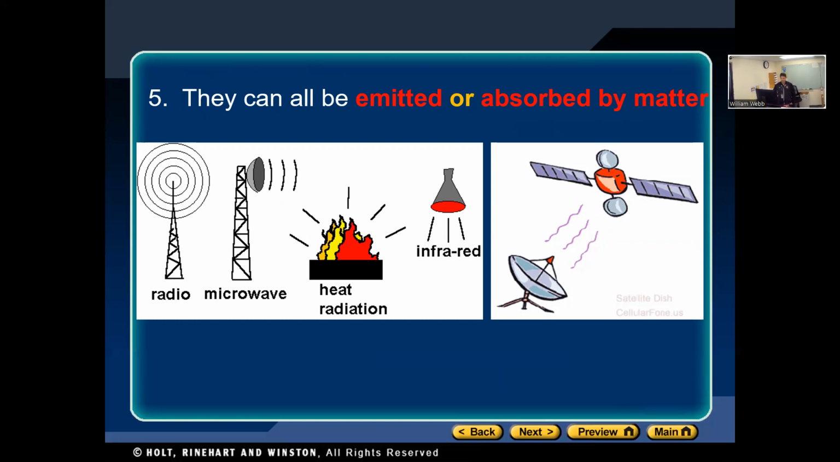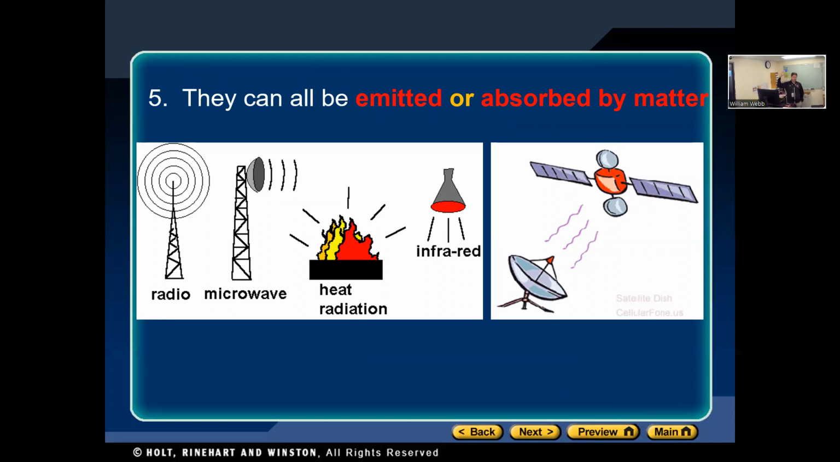So we see them emitted from a radio tower or a microwave for cell phone towers. We feel the heat from an infrared light keeping the food warm at a fast food joint, or the heat coming off of a fire. Those would all be ways that different kinds of electromagnetic waves come out of something, they're emitted from something, but then they can also be absorbed.